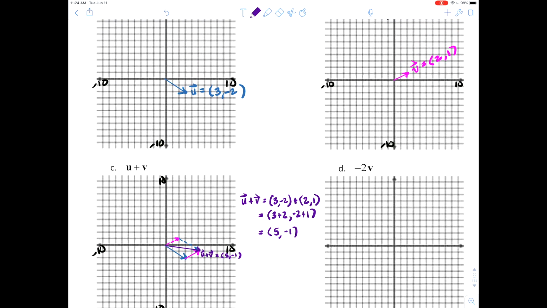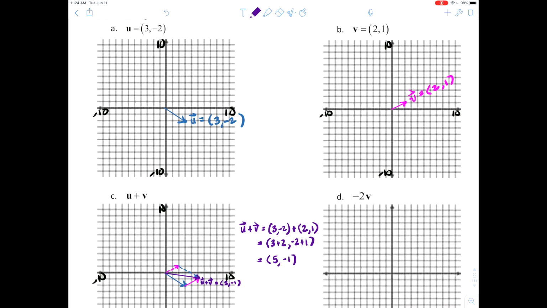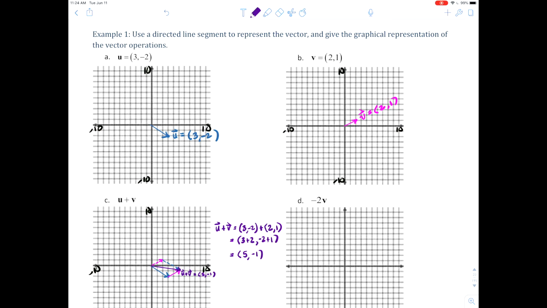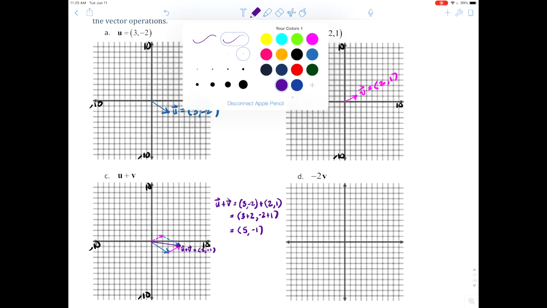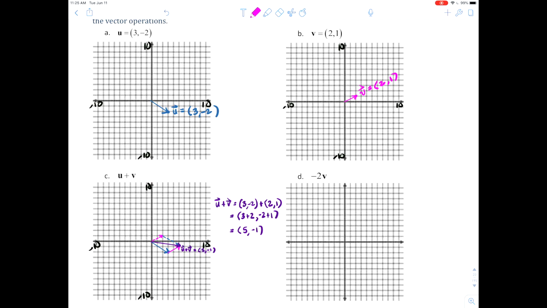Awesome. So now we're going to take a look at scaling a vector. If you scale a vector, you're multiplying it by a non-zero constant. So if it's scaled by a negative, it's going to go in the opposite direction that it started, and it'll be scaled by the absolute value of the coefficient. So here we go. Let's draw our v vector again, and remember that was at 2, 1.